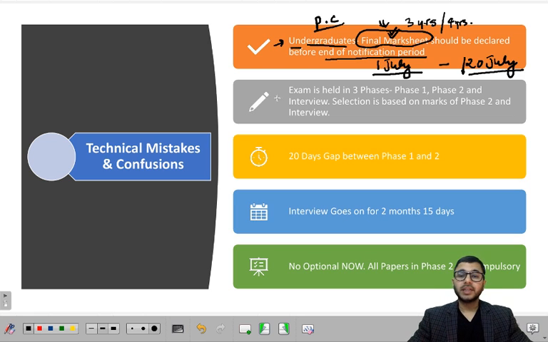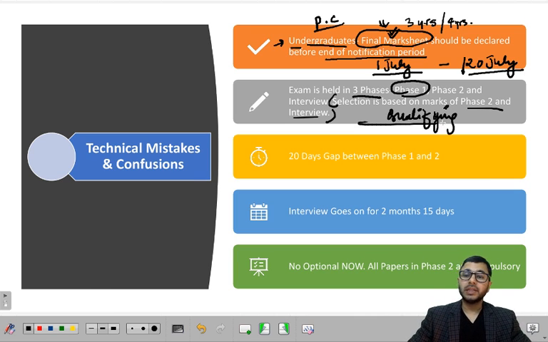Okay, the next is exam is held in three phases: phase 1, phase 2, and interview. But selection is based on only phase 2 and interview. A lot of students think that phase 1 is also involved. Okay, phase 1 is only qualifying in nature. The marks are not added in your final merit that is created. So phase 2 and interview, only these two, and therefore the preparation also has to be likewise. So your preparation for phase 1 has to be keeping in mind that it is qualifying in nature.